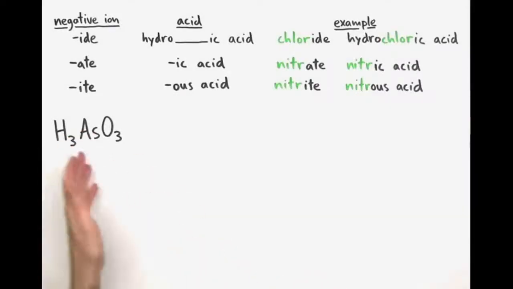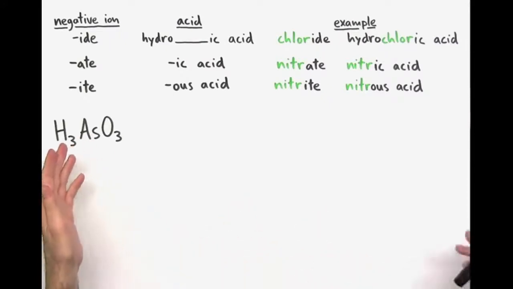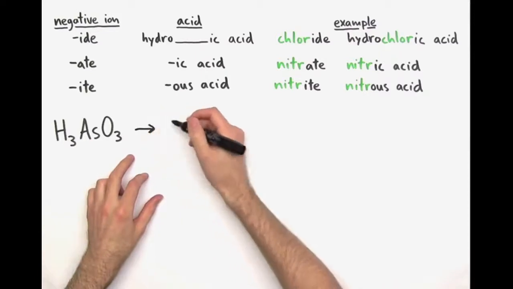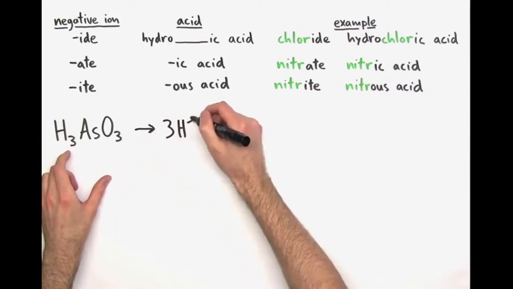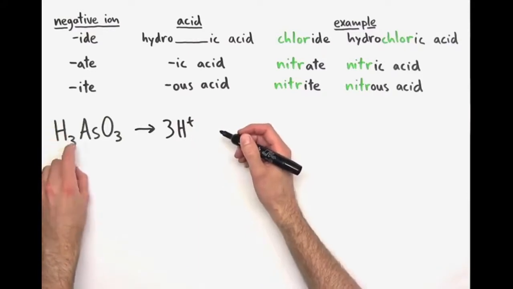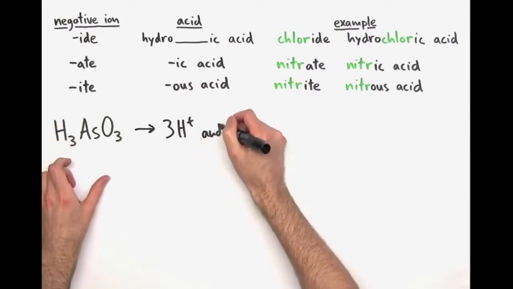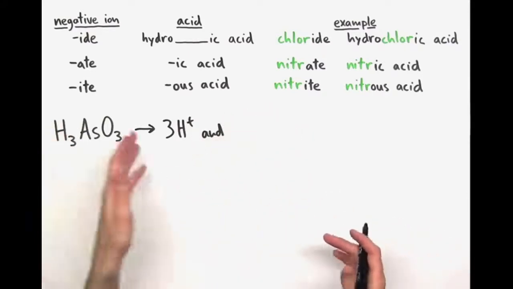H3AsO3. To name this acid, I've got to figure out the name of the negative ion that's in it. So I'm going to break it apart into its pieces. The first of these is going to be 3 H+. I know that it's going to be 3 because I have H3 here. So that's the first part. And then the negative ion part is going to be everything else.